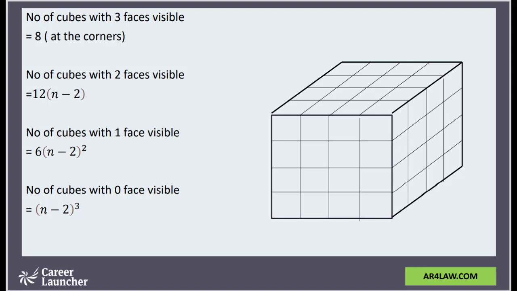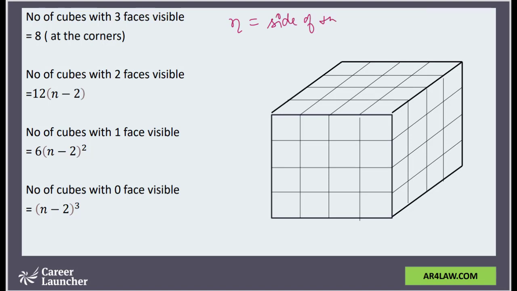Now here you would see an n. Here n refers to the side of the cube or the number of divisions on each side. That would be the correct interpretation of this n here. Number of divisions on each side. So again we have a 4 centimeter cube which has been cut into smaller cubes of 1 centimeter side each. So there have been 3 cuts and there are 4 divisions on each side.